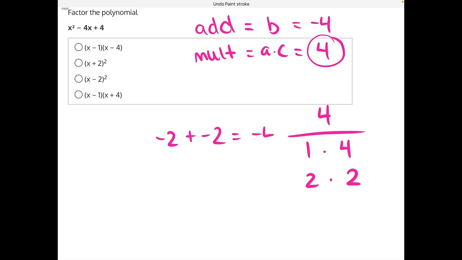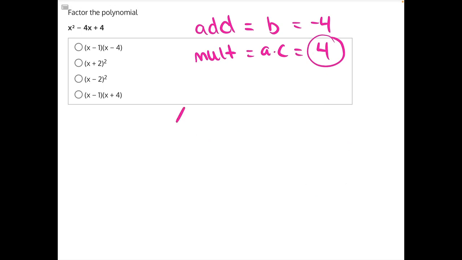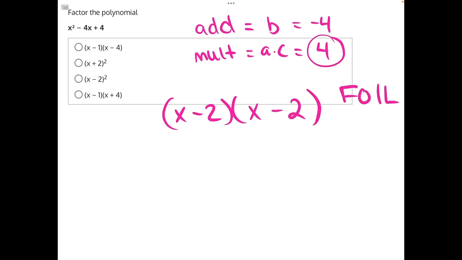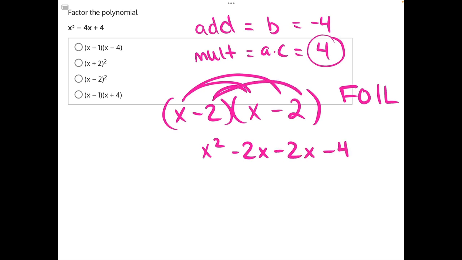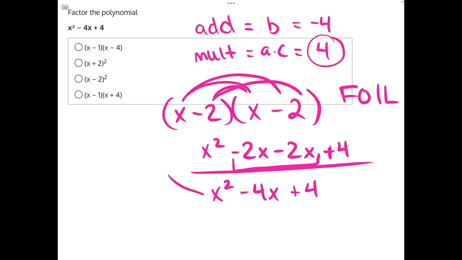So when we go to set up our binomials, it will look something like this. We will have, not plus, x minus 2 times x minus 2. We can go ahead and check that using our FOIL method. Front, x squared, outer, -2x, inner, -2x, and last, +4. When we add our common terms, we will have x squared minus 4x plus 4, which does match our original equation.